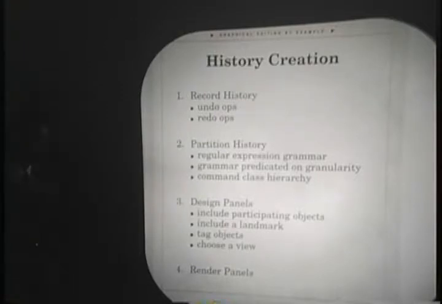In the third step, we design the panels. We decide which objects are going to be included in these panels. The first step is to find all of the objects that participate in the operations and include those. The second step is to find an object in the scene, a nearby object, to use as a landmark to show where the operation is performed on the screen. In the third step, we tag the objects according to their role in the explanation. We'll tag the landmark object the landmark, and we'll tag the various arguments to the operation, the participating objects, according to what their role was in the operation.